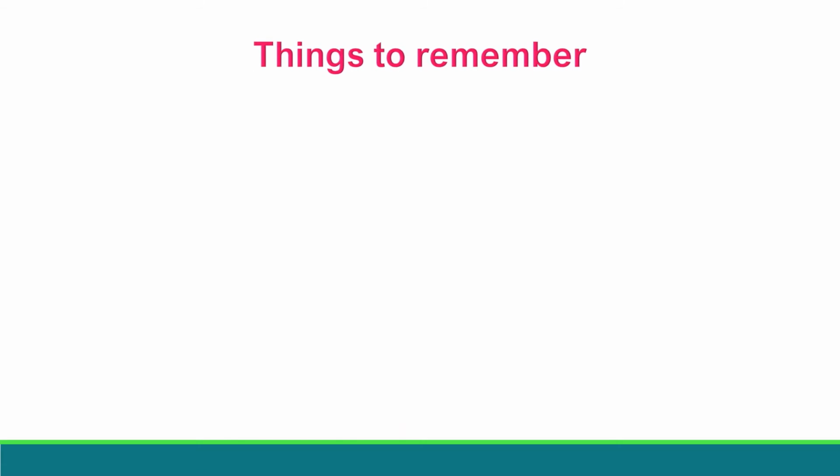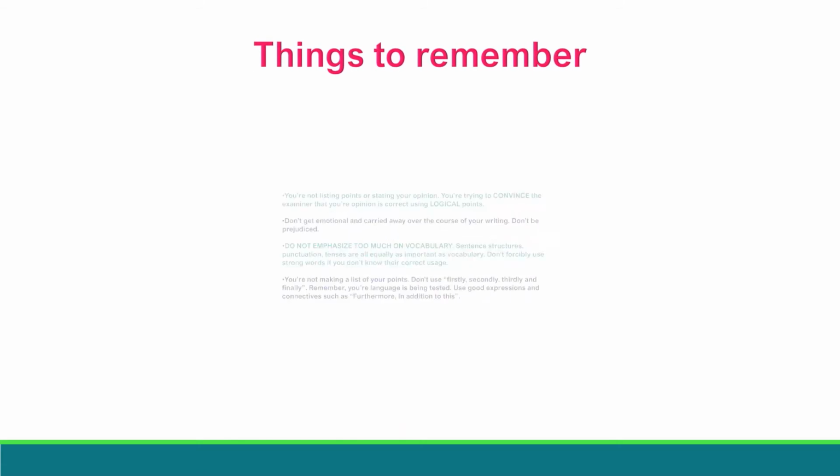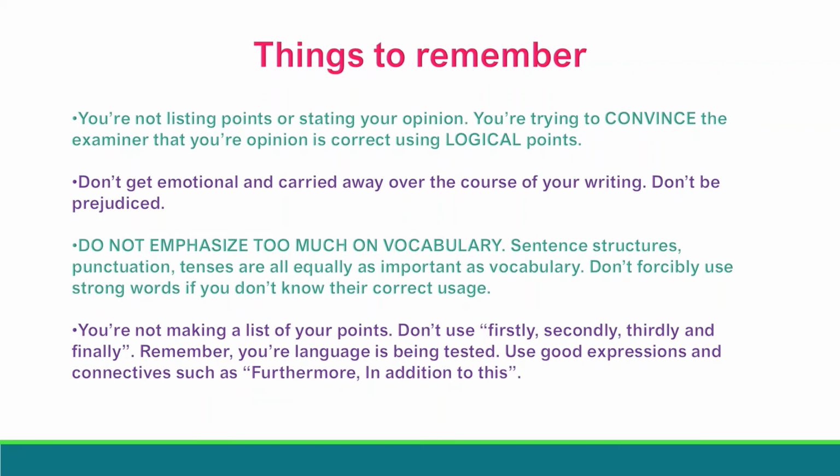So a few things to remember. You are not listing points or stating your opinion. You're trying to convince the examiner that your opinion is correct using logical points. So basically, to be honest, you are stating your opinion a little bit, but when I say that, you're saying whether you agree or disagree. So basically that is your opinion. You're saying this is why I agree with this and this is why I disagree with this.